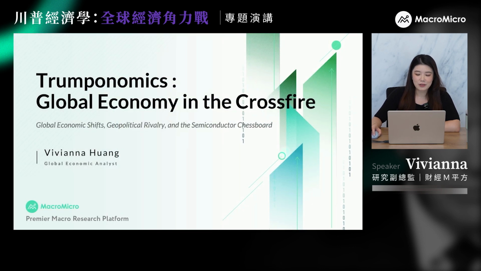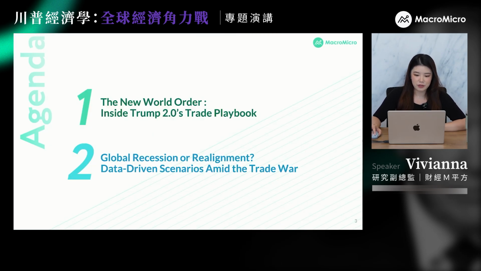And today, I hope to guide you through data layer by layer to uncover the underlying trends behind Trump's policy. So I'll be sharing two main topics today. First, let's take a look at Trump's policies. What is the underlying logic behind his policy agenda? And also, how might this reshape the global new order? And second, we'll zoom in a little bit on the current state of the global business cycle. How have tariffs already shown up in the data? And most importantly, what impacts could this bring to the semiconductor industry?